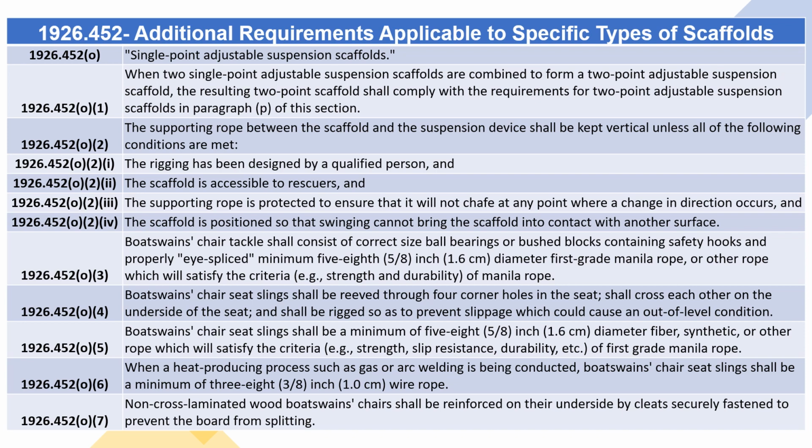1926.452 O. Single-point adjustable suspension scaffolds. 1926.452 O1. When 2 single-point adjustable suspension scaffolds are combined to form a 2-point adjustable suspension scaffold, the resulting 2-point scaffold shall comply with the requirements for 2-point adjustable suspension scaffolds in paragraph P of this section. 1926.452 O2. The supporting rope between the scaffold and the suspension device shall be kept vertical unless all of the following conditions are met.